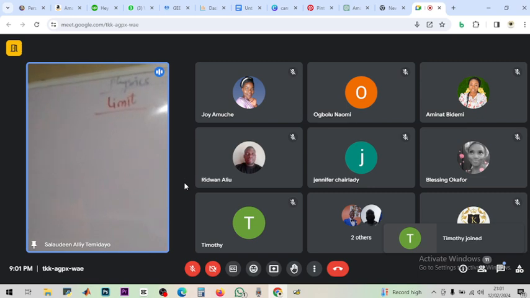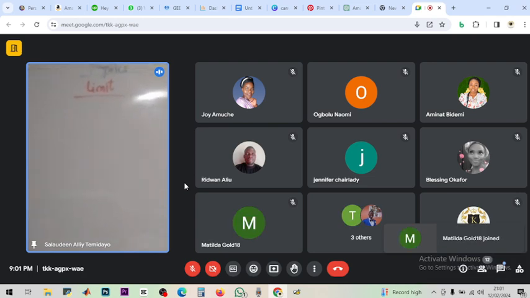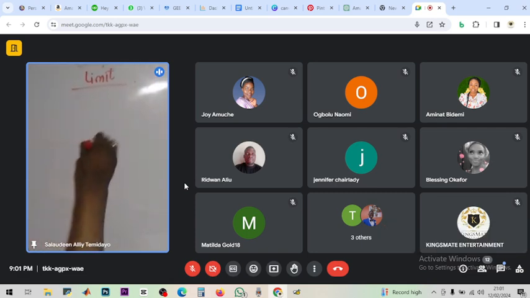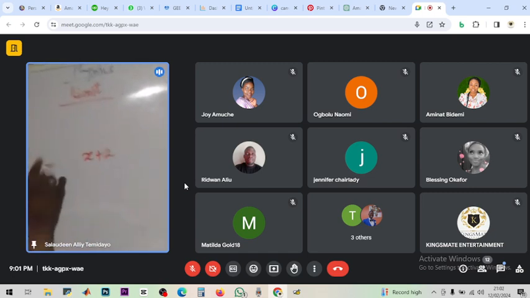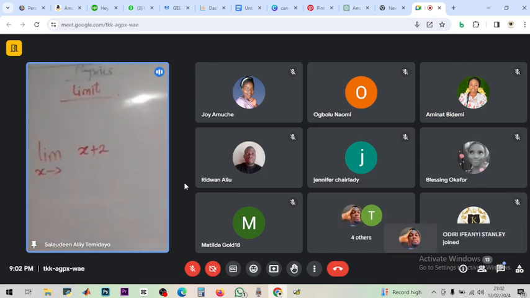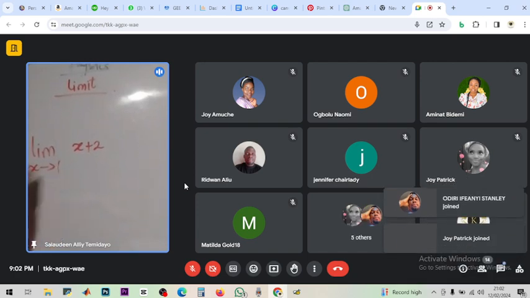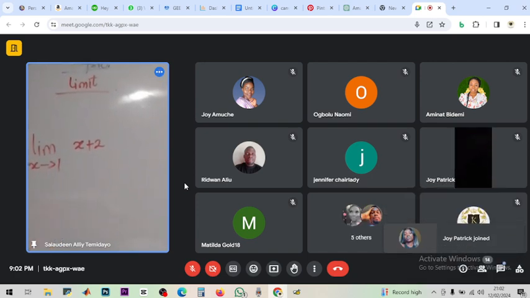Limit is just the boundary, and it is the exact value. That is, it is the minimal value and it is the maximal value. Let's say now you have x plus 2. You are now asked to limit x. They'll write it this way: limit x to anything. Let's say limit x to 1. That means let x be equal to 1. That is what they mean.